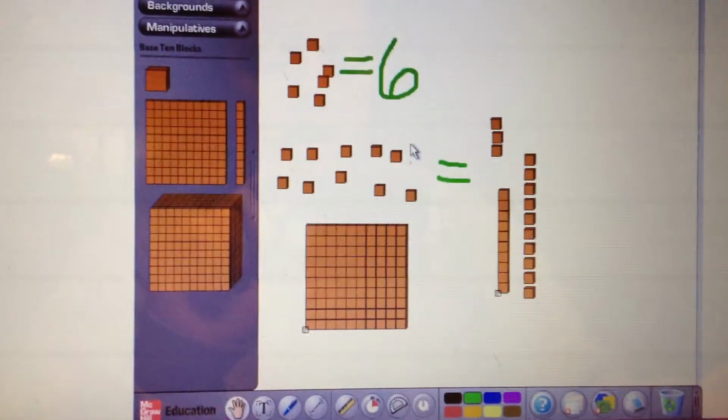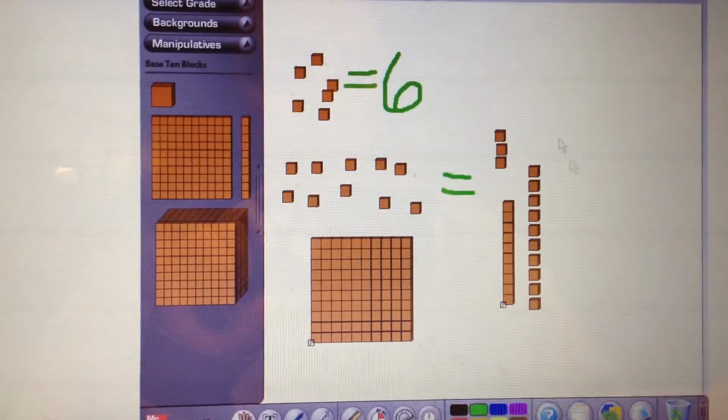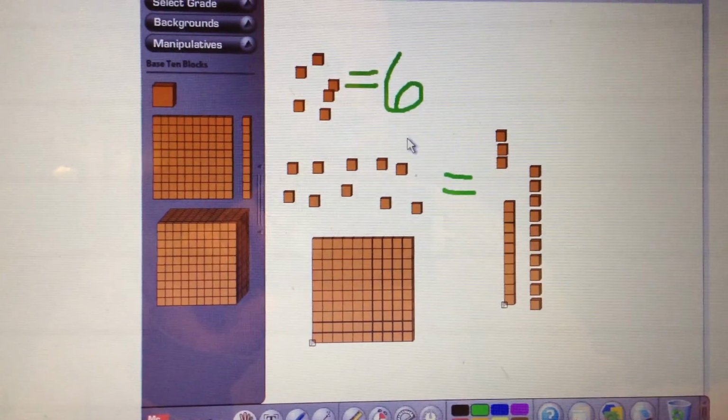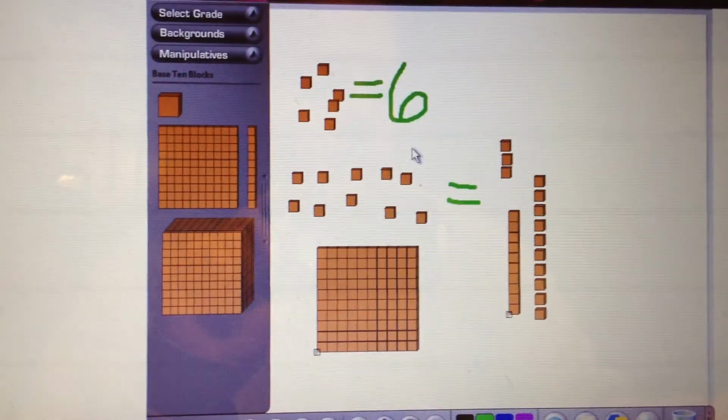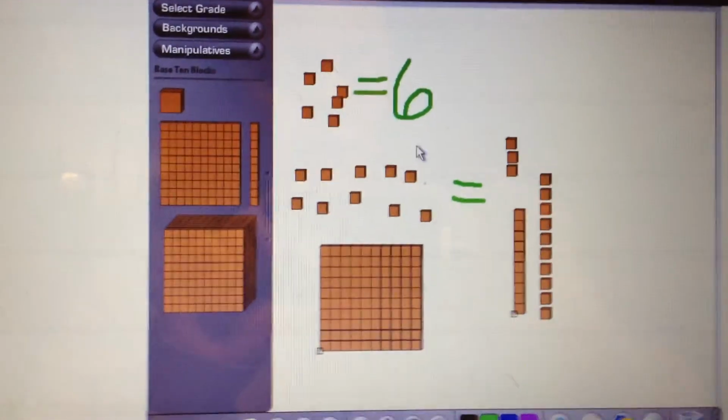So that's just a quick example of how you can use base 10 blocks as concrete models of 100s, 10s, and 1s to represent a given whole number in various ways.